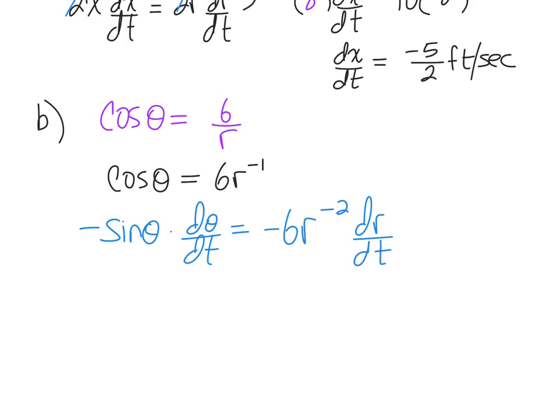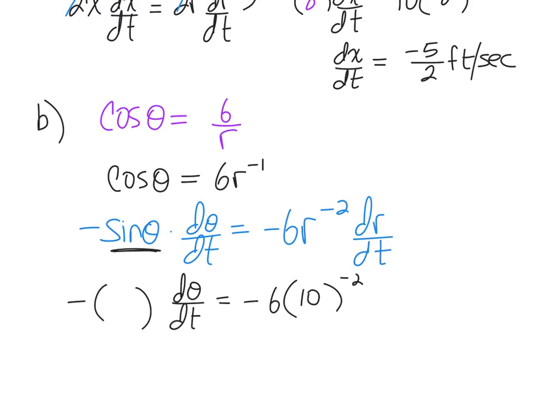If you got this far, you might have got stumped by this sine of theta business, which we'll take care of in a second. It's actually way easier than you think. Negative 6, r is known to be 10. dr dt is negative 2. So that part is fine. It's the sine of theta that we need. Sine of theta, it's a trig ratio, meaning opposite over hypotenuse.